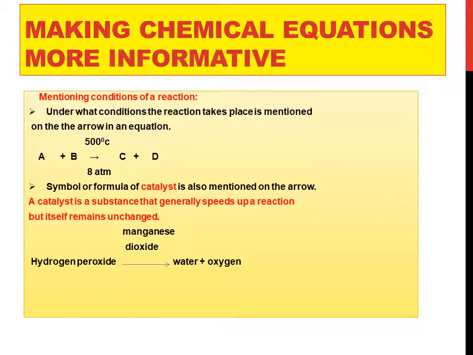The name, symbol or the formula of the catalyst is also sometimes mentioned on the arrow. So sometimes instead of mentioning the temperature or atmospheric conditions, we can also mention the name of the catalyst which is helping for the reaction to occur. Now what is a catalyst? It is a substance that generally speeds up a reaction but itself remains unchanged. That means it helps to speed up the reaction so that the reaction could occur smoothly and easily and fast. But there occurs no change in the catalyst itself.